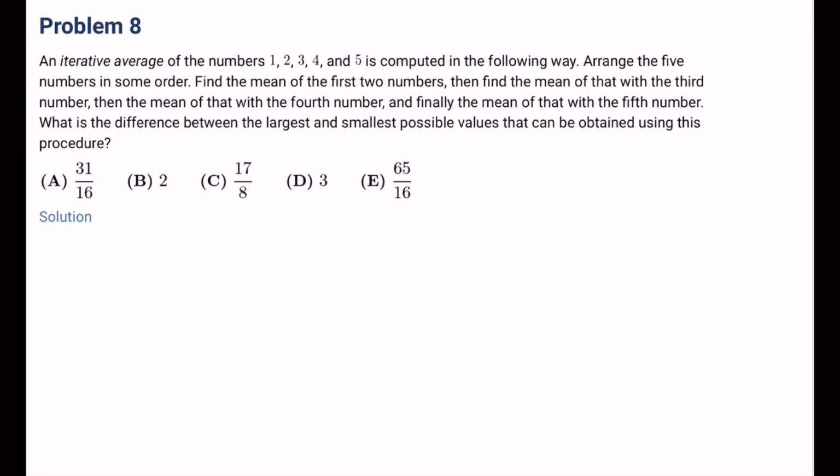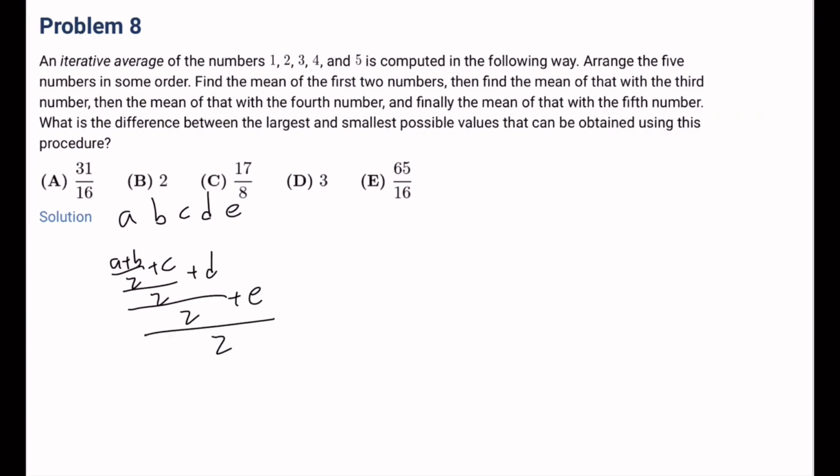Okay, so if we say that we have numbers A, B, C, D, and E, and this is 1, 2, 3, 4, and 5 in some random order, then the iterative average would be, first of all, (a plus b) over 2, and then plus c over 2, plus d over 2, plus e over 2. And so this is going to be (a plus b) all over 16, plus c over 8, plus d over 4, plus e over 2.